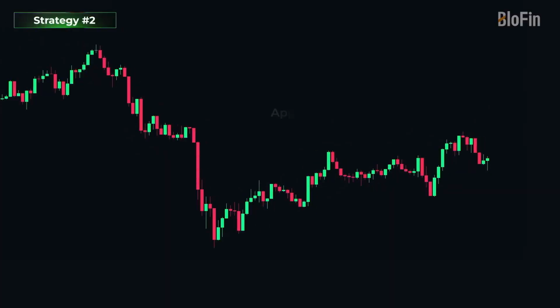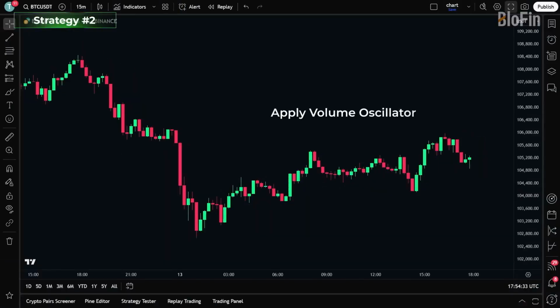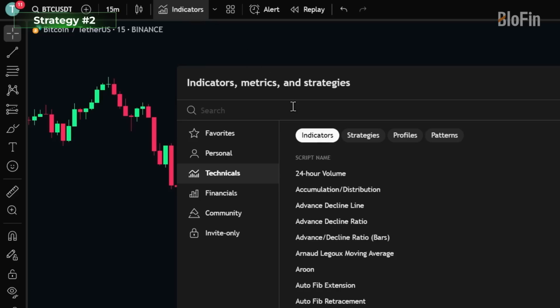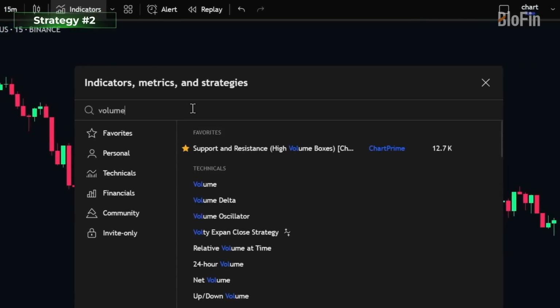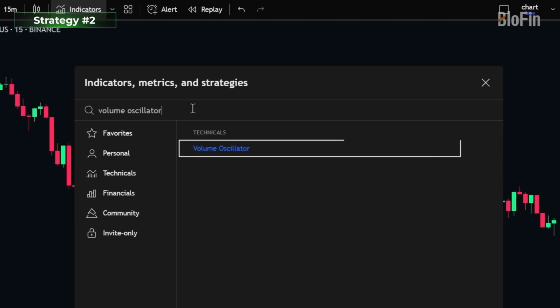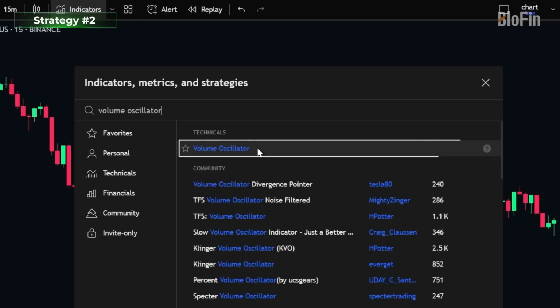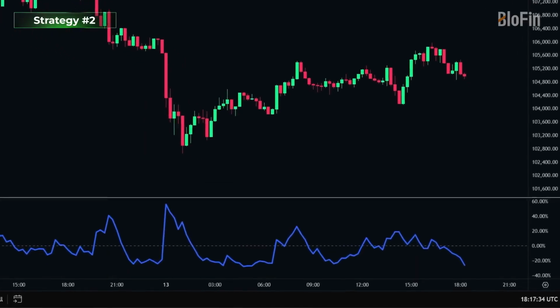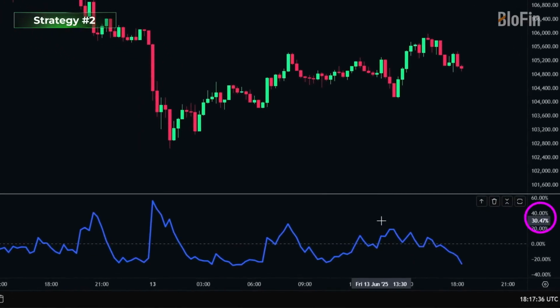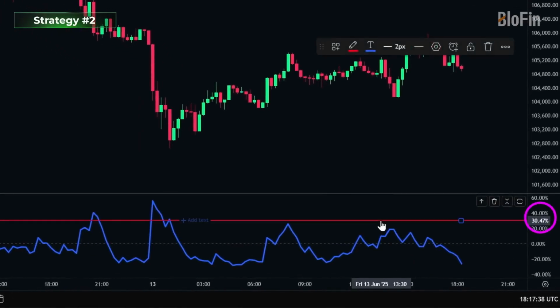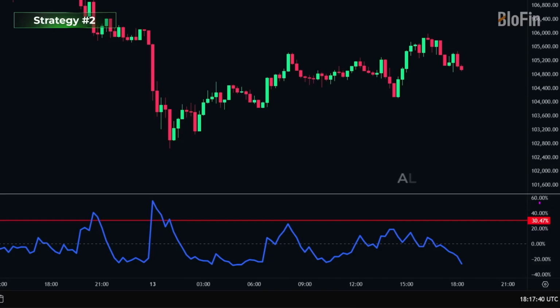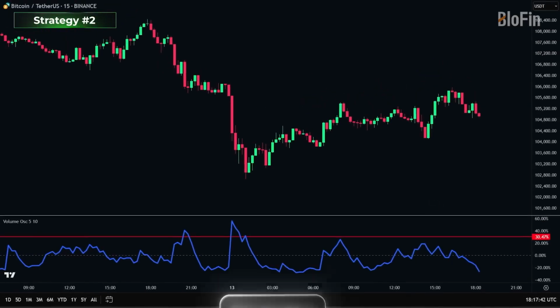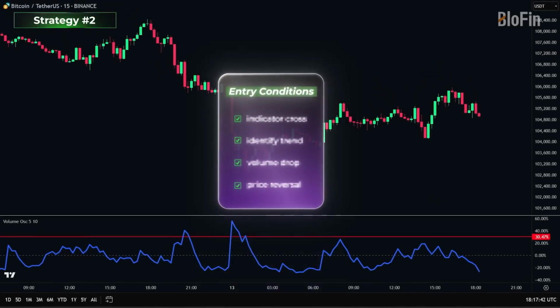The first thing you need to do is apply the volume oscillator indicator. To do that, go to the indicator section on TradingView and type in volume oscillator. Click the default one and add it to your chart. Once it's applied, aim your mouse at around the 30% level of the indicator, then draw a horizontal line. If you're using TradingView, you can press Alt+H to easily draw this line. Once the indicator is ready, let's break down the exact entry conditions.